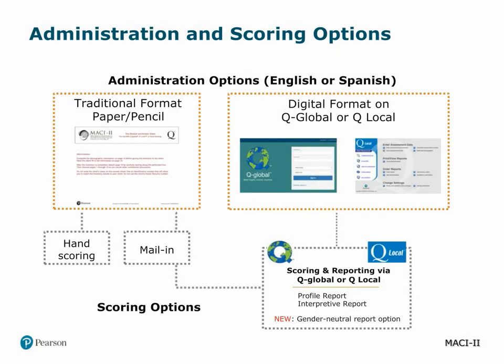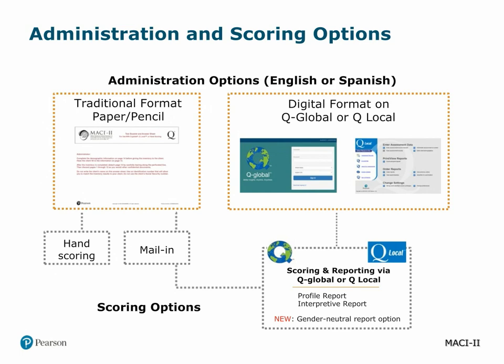A new feature of the MACI-II is a digital end-to-end workflow with the introduction of a digital manual option via Q Global, Pearson's web-based scoring and reporting platform. The MACI-II is available in English and Spanish, and almost all examinees can complete the inventory in 25 minutes or less. An audio administration option is available in English and Spanish as well.